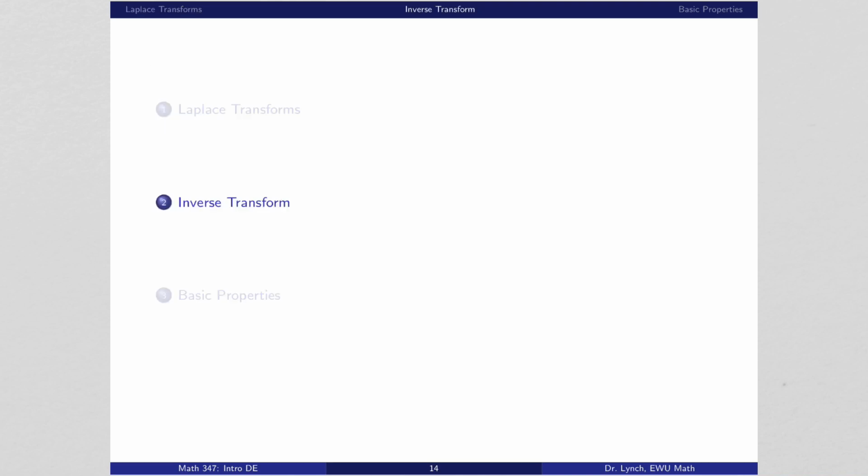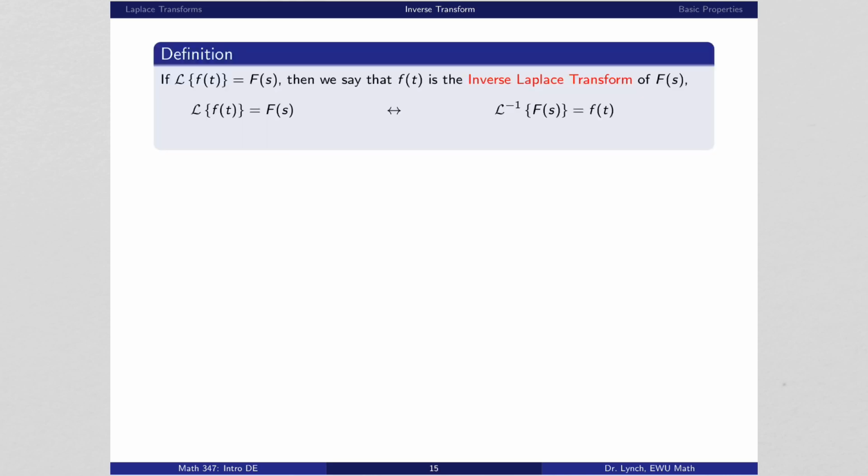Okay. All right, so let's go ahead and talk now about the inverse transform. So it turns out there's an integral formulation for the inverse transform as well, but that integral formulation is sort of beyond the scope of this course. So instead, we'll define the inverse transform of a function F of s as little f, just so long as we can transform little f and get back capital F. So if the forward transform of little f is big F, then the inverse transform of big F is little f.